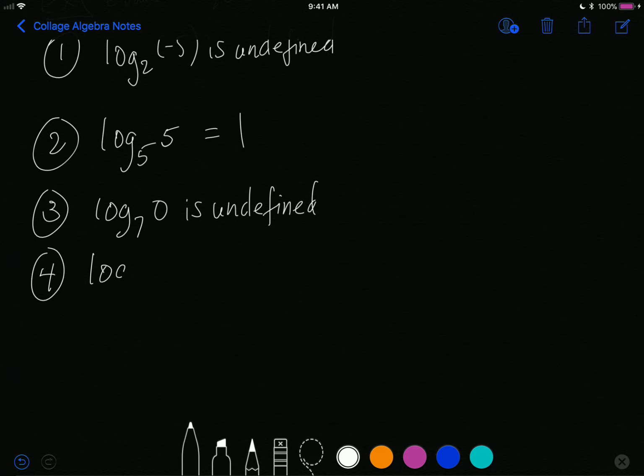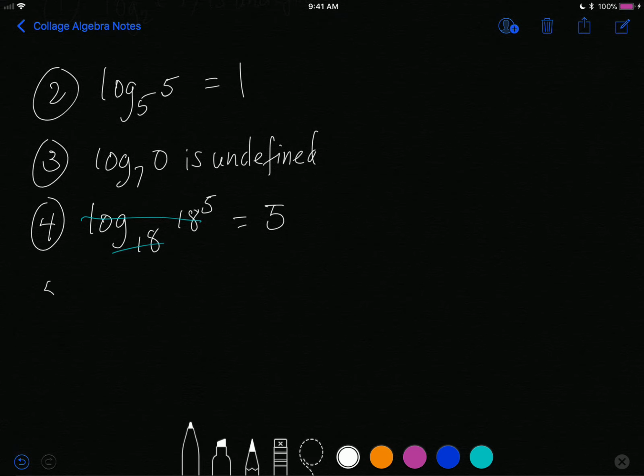Number 4, log base 18 of 18 to the 5th power. Well, I don't know what 18 to the 5th power is. It's a good thing I don't care, right? Because I know the log and the exponential function will cancel out. So my answer is going to be 5. Similarly, if I have 12 raised to the log base 12 of 78, my answer is 78. Pretty easy, right?